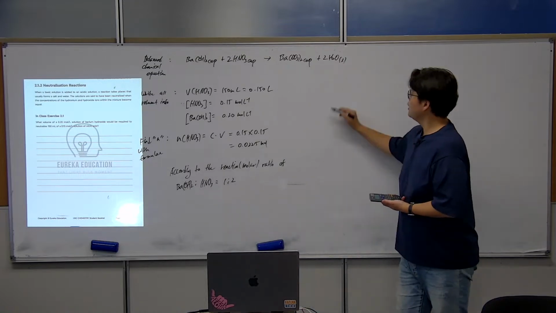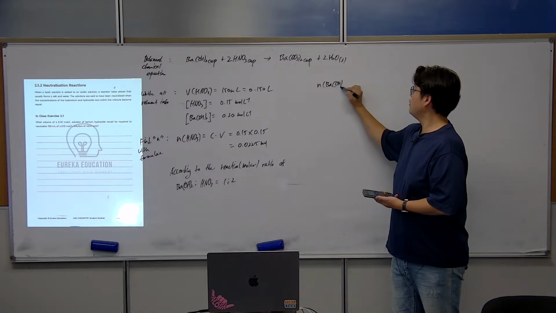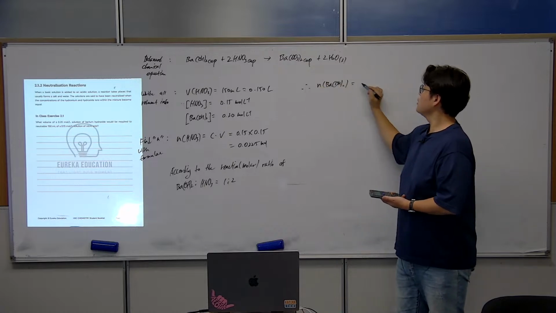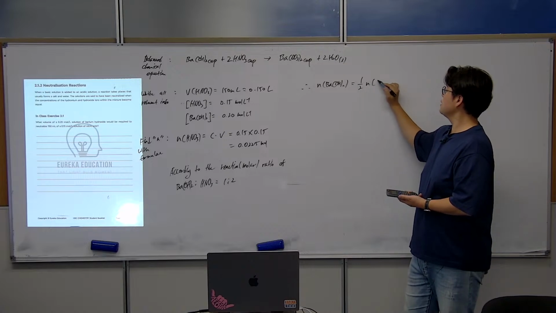Can I continue on here? The n of the barium hydroxide is therefore half of the n of the nitric acid.